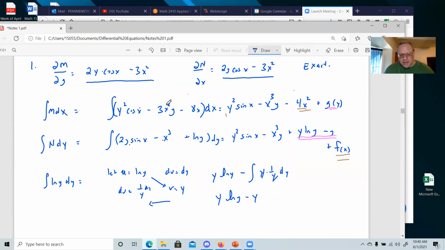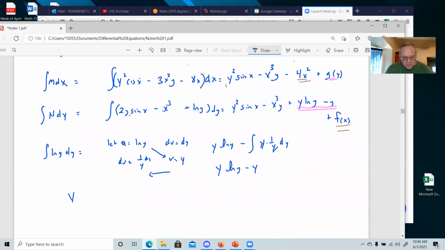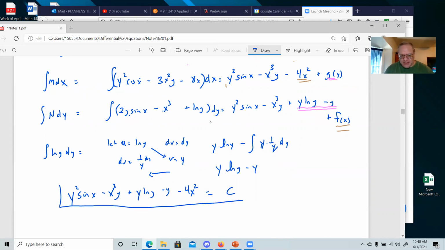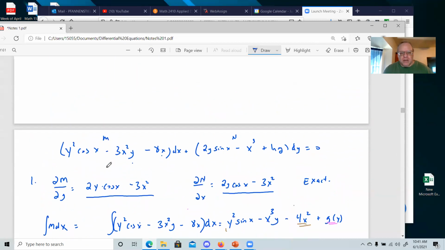So we're going to have y squared sine x minus x cubed y plus y natural log y minus 4x squared, and that's equal to some constant. That is the solution to this exact equation. If I did the total derivative here, we get back what we started with. So there's our solution for that. And were we done?